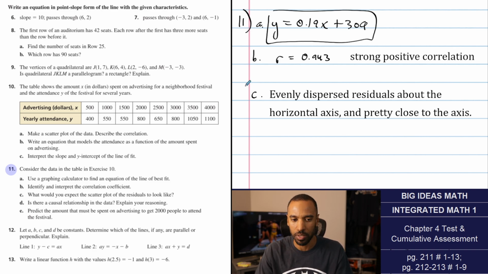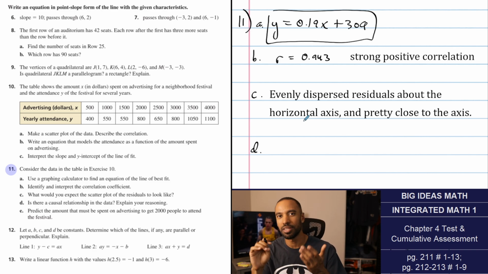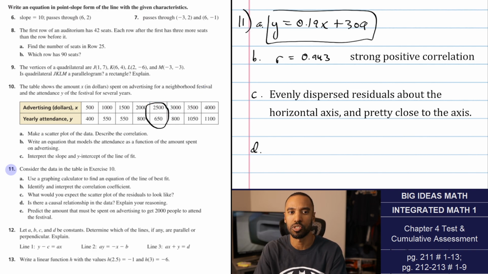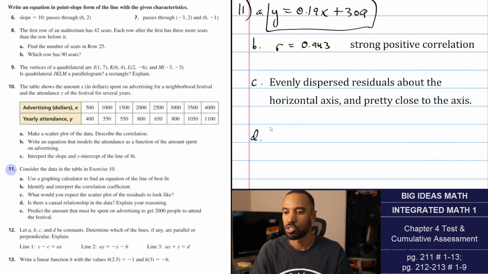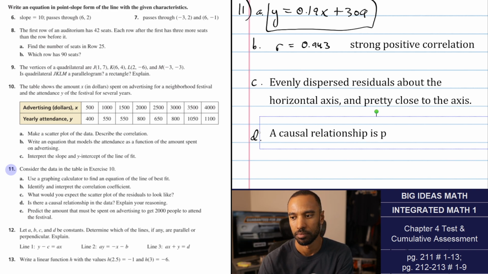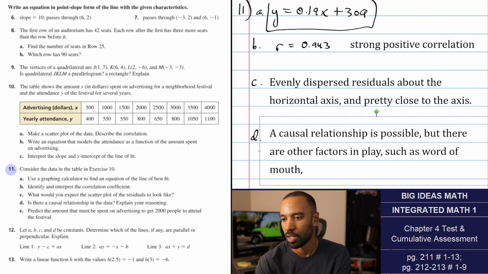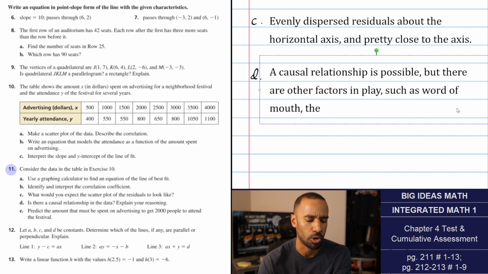Part D, is there a causal relationship in the data? Explain your reasoning. You have to think about the fact that you spend more money, more people could come, right? But that's not necessarily the only thing that happens. In fact, there was one time that we spent more dollars and less people came. $2,500 spent, but less people came. So there may be a relationship, but of course, guys, there are a lot of other factors that can link to this. So I'd say a causal relationship is possible, but there are other factors in play, right? Such as word of mouth, how good the festival is, the quality of the festival.